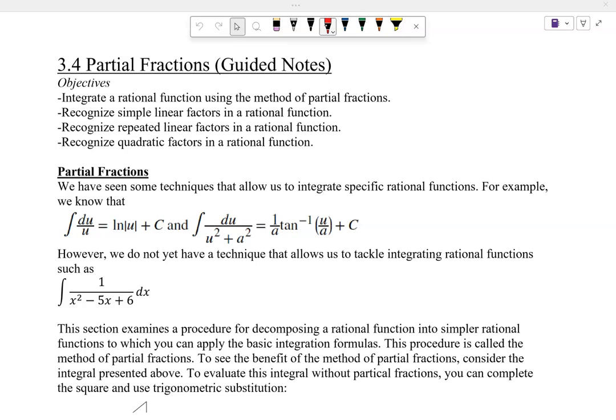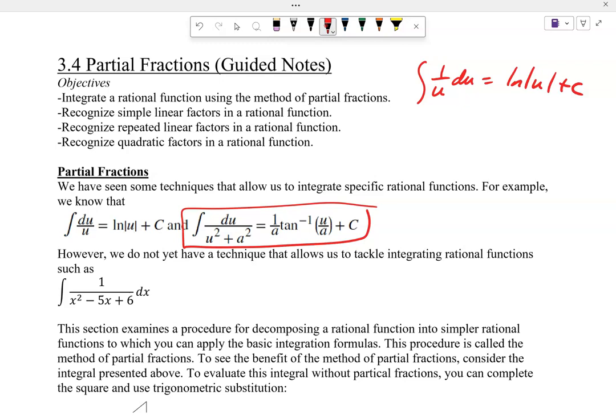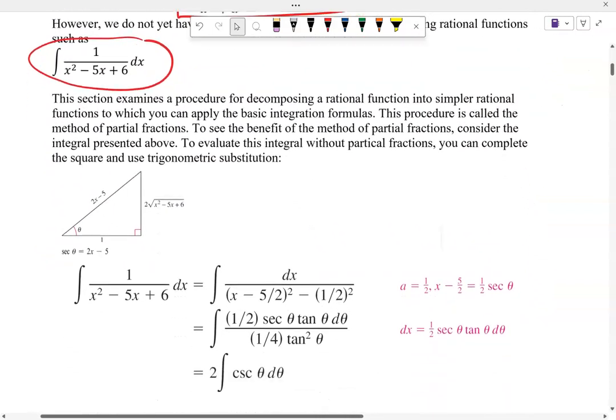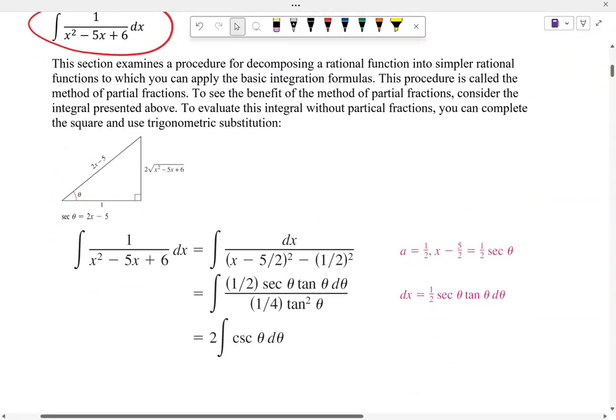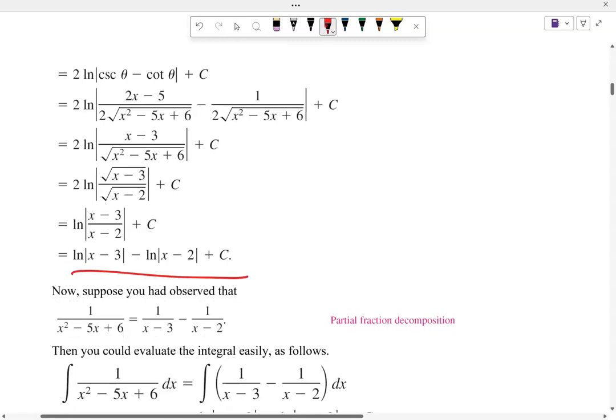Up to this point, we've done some techniques with integrating specific rational functions, right? Like we know that's the natural log of u plus c, right? Or this one, our arctangent. We've done a couple of these, but we have not done a technique that does something like 1 over x squared minus 5x plus 6. Now, I'm not going to run through this whole thing with trig substitution, but you could do this with trig sub, and frankly, it's a pain in the butt. It's quite the mess if you run through it, but it is possible to get there, right?